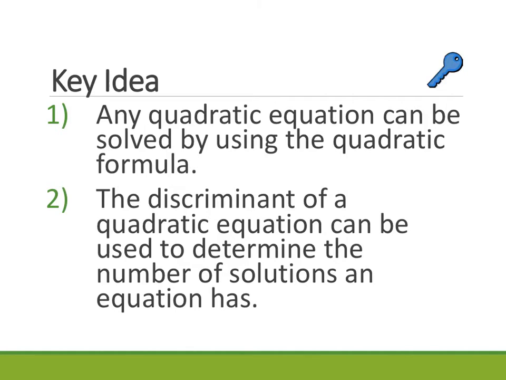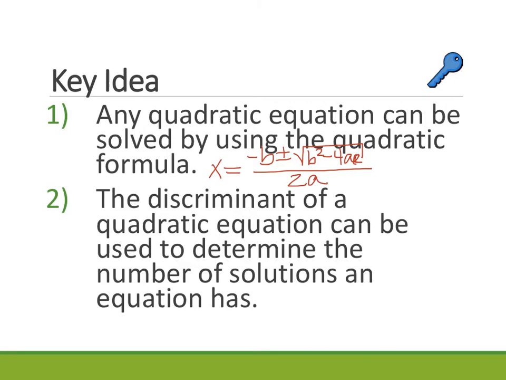So here's the formula. X is equal to negative b plus or minus the square root of b squared minus 4ac, and all of this is over 2a. That's the formula. But again, don't worry, I'm going to show you how we use it, and it's really not that bad. So your first key idea is any quadratic equation can be solved by using the quadratic formula.